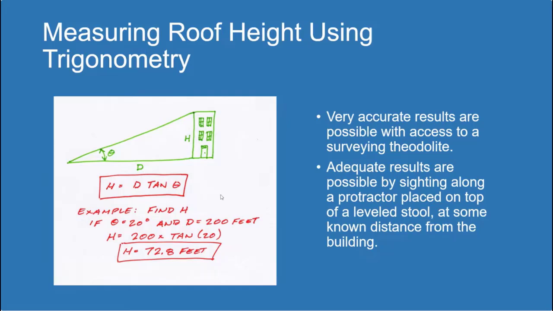So if you recall your high school trigonometry, the height is the distance from the point where the angle is measured times the tangent of theta. And we know that the tangent is opposite over adjacent. So basically, if the angle we measured with our protractor was 20 degrees and the distance away was 200 feet, the height would be 72.8 feet. So that would be a multi-story building or something like that, a bridge, anything we want to measure.